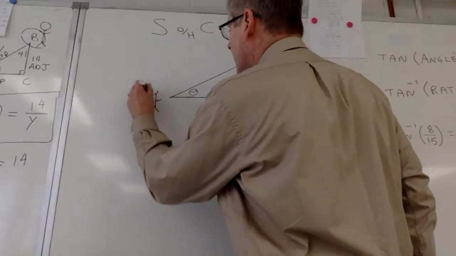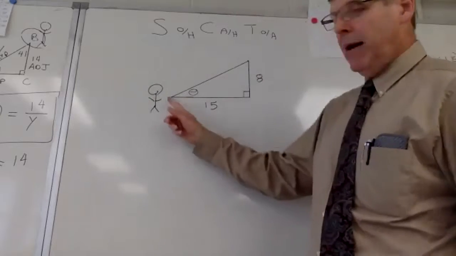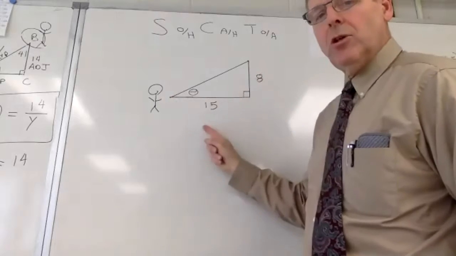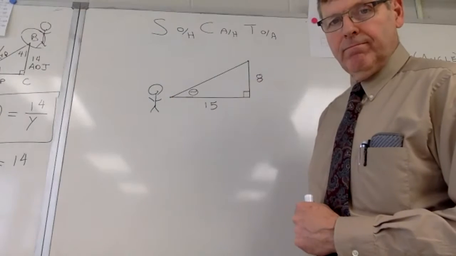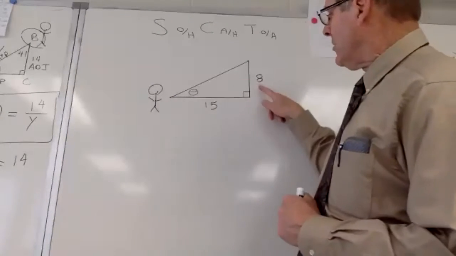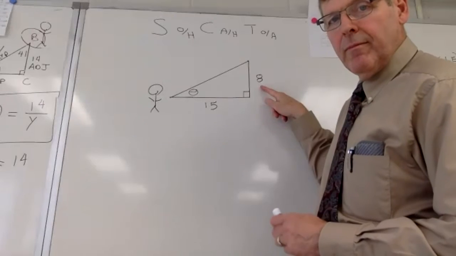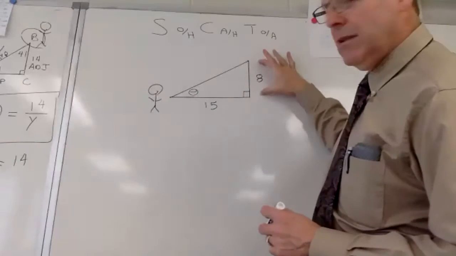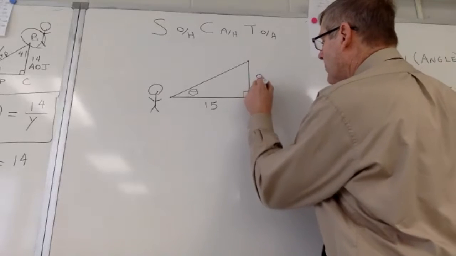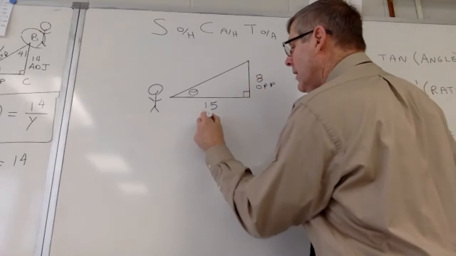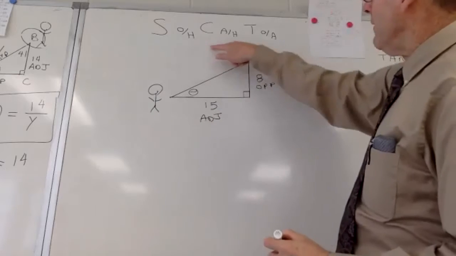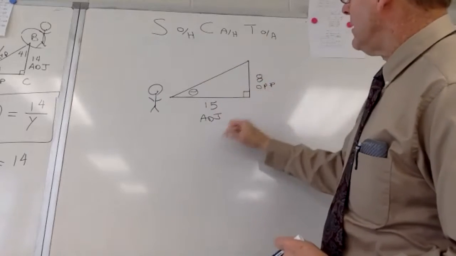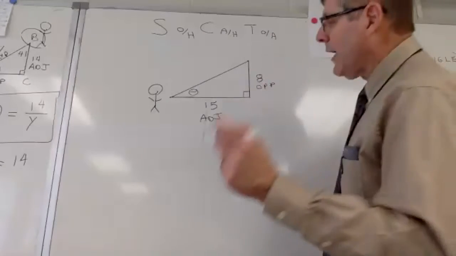Let's imagine we're standing here. If I'm standing here, what trig function relates these two sides? If I'm standing here, is this opposite or adjacent? Opposite. Tangent. If I'm standing here, this is what? Opposite, and this one is adjacent. So which trig function relates the two things that I know in this problem? Tangent. Tangent.